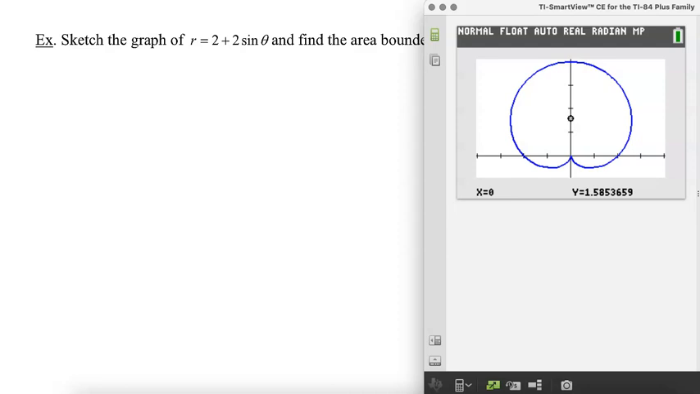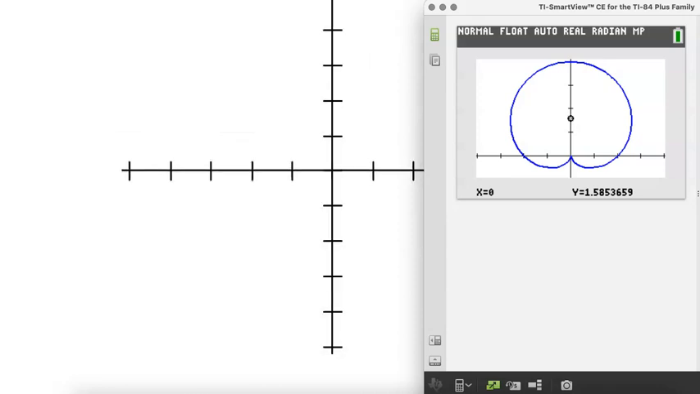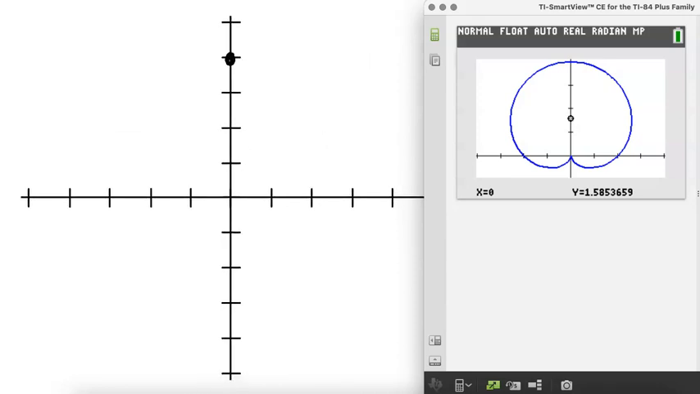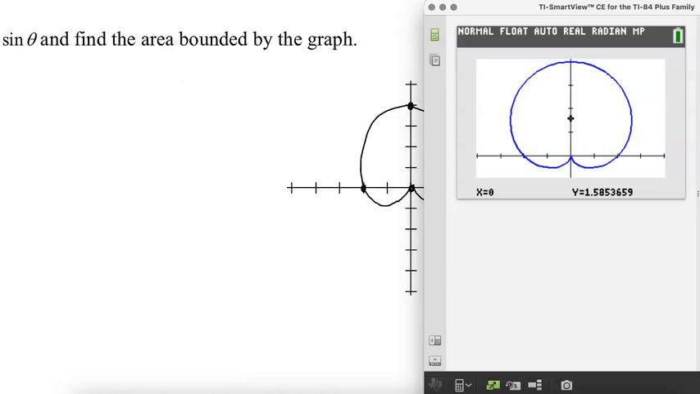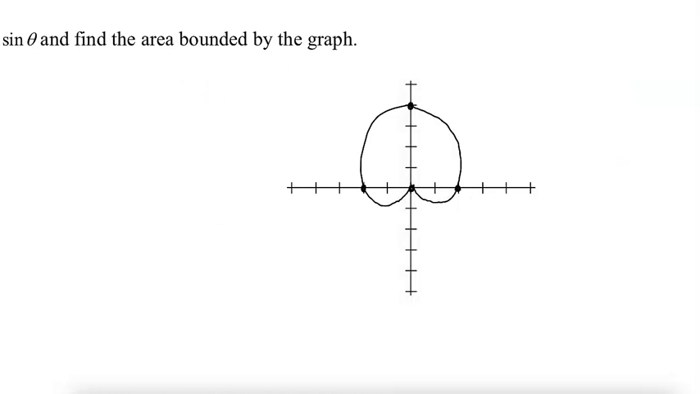So it looks like I have a y-intercept at 4. So I'm going to put my y-intercept at 4. And then I have 2 and 2. And then it goes to 0. And it's kind of like this weird shape.